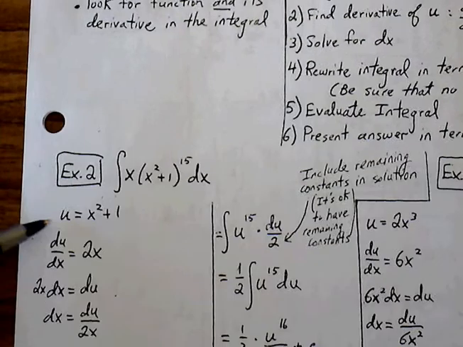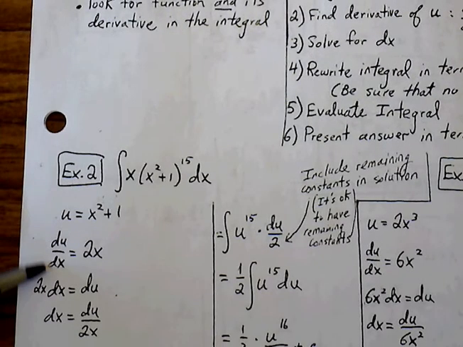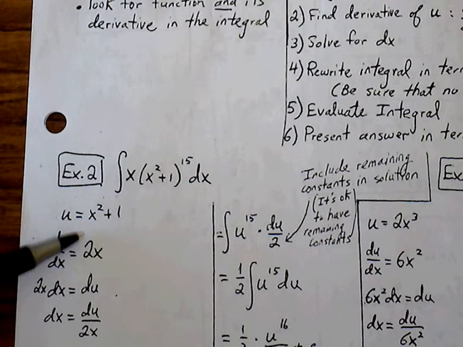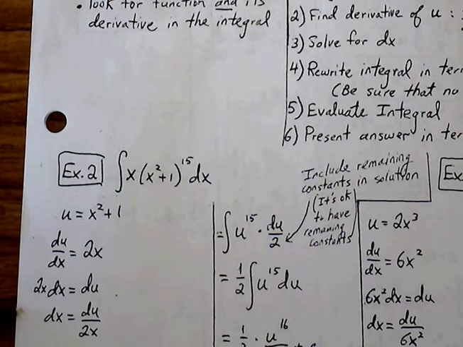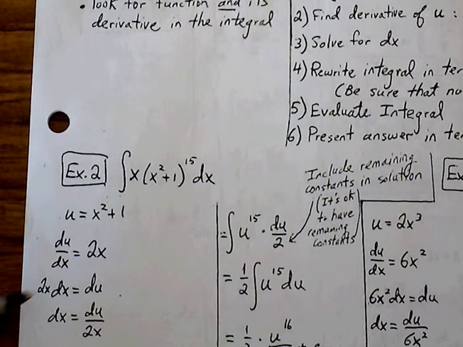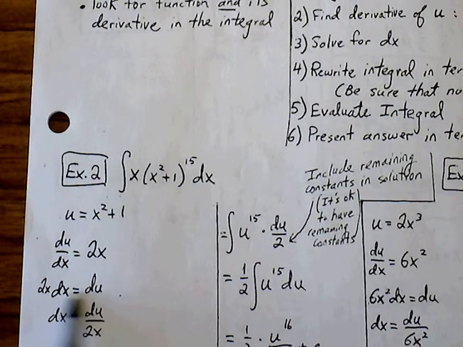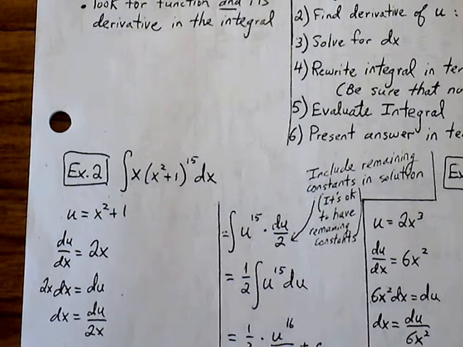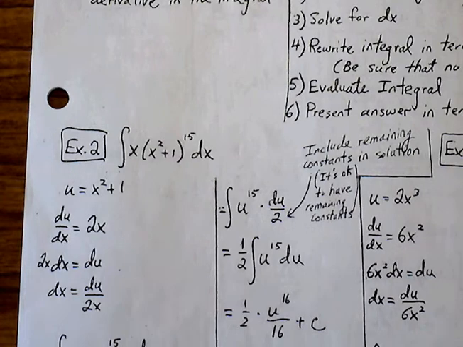Next, we find the derivative of u with respect to x. So x squared becomes 2x, 1 goes to 0. Okay. Cross multiply, so we can begin to solve for dx. So 2x dx equals du. Divide 2x from both sides, so we get dx is equal to du over 2x.